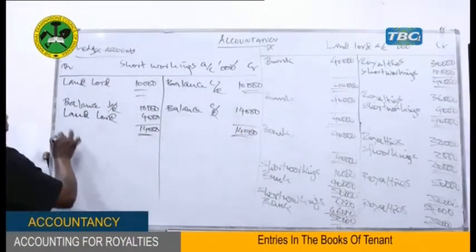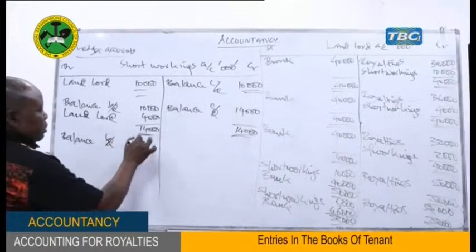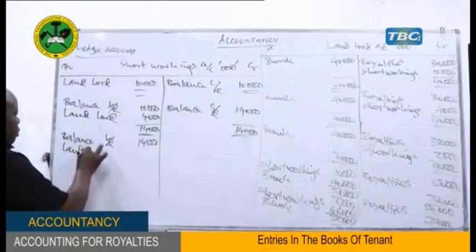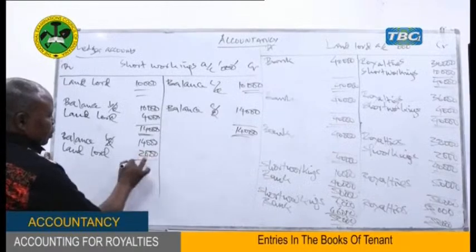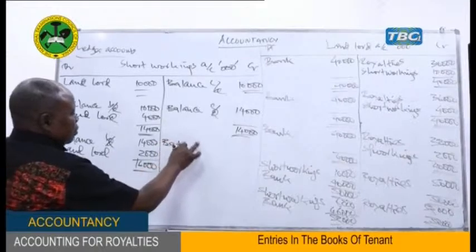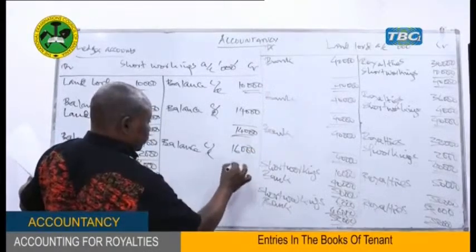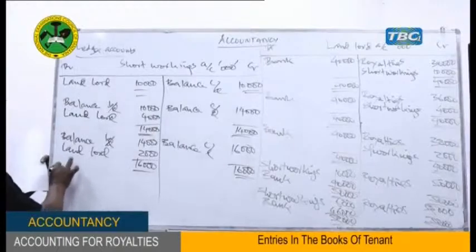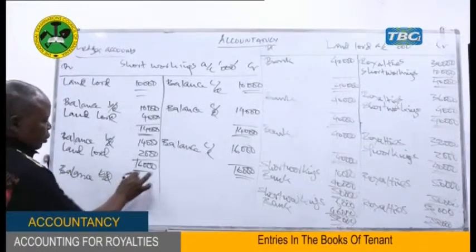So another year now, balance brought down, it's 14. And we have the short working of 2 million. So we write here 2. So it's 16. Then we will have the balance carried down of 16. Then balance brought down, it's 16.